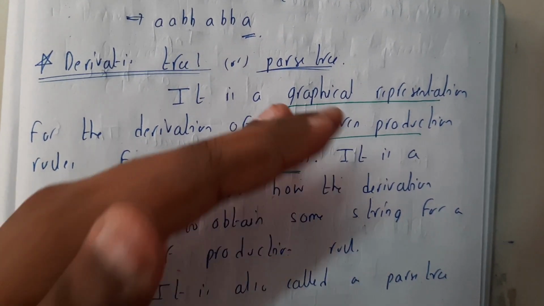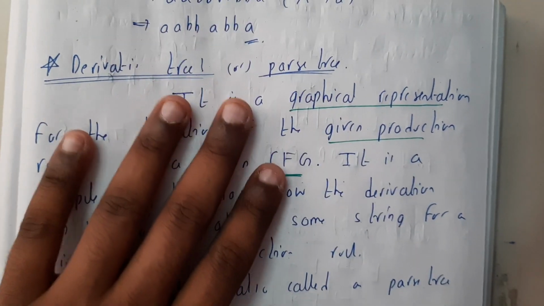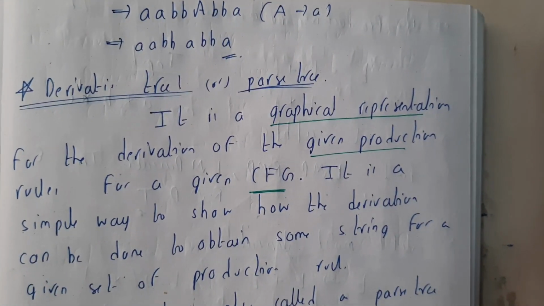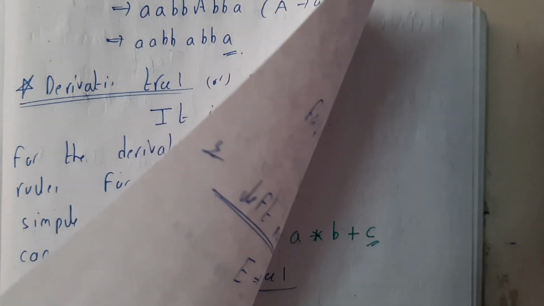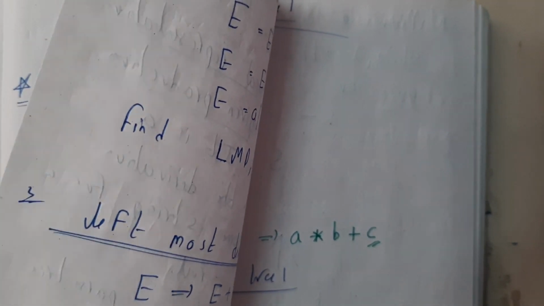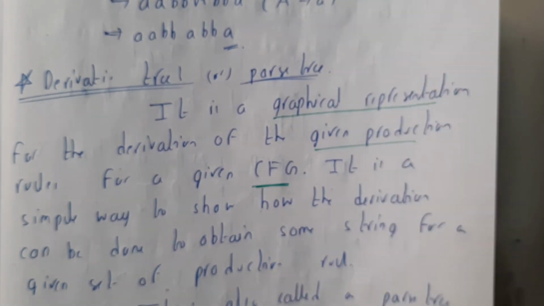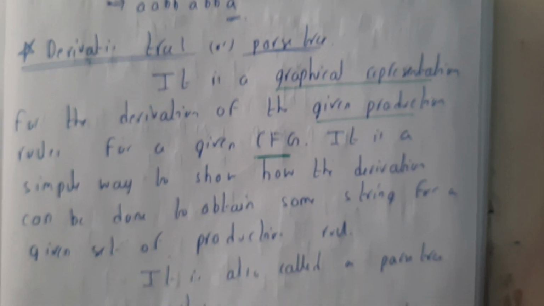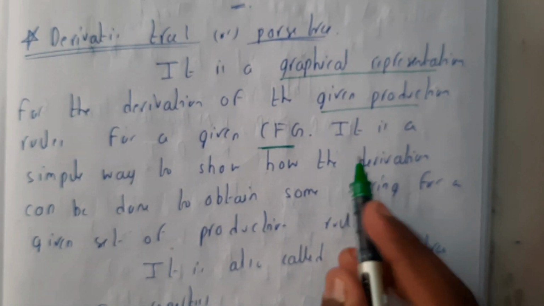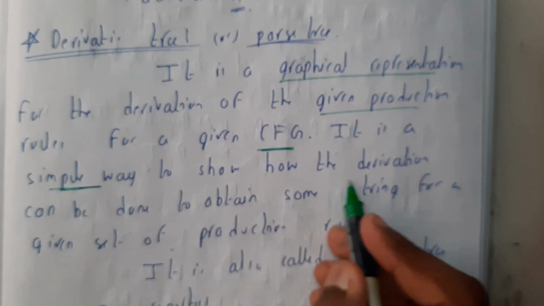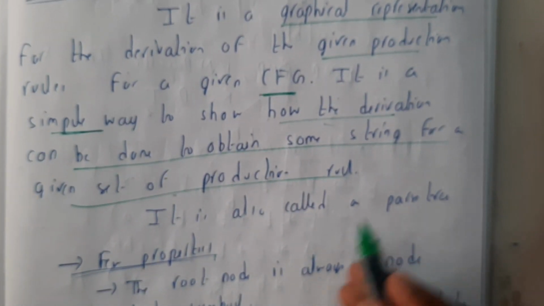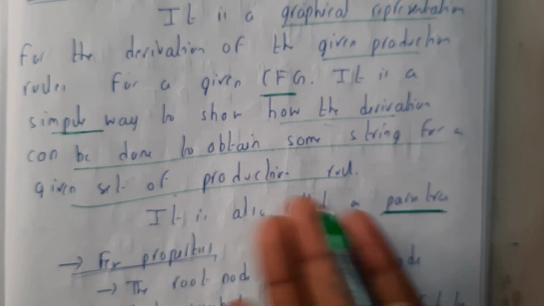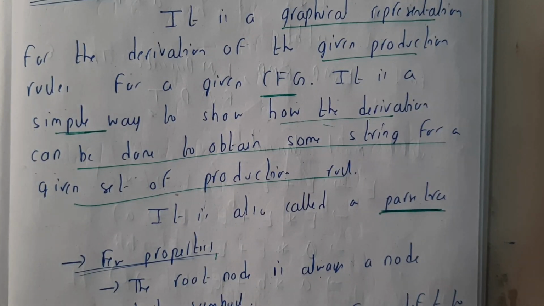Instead of doing it step by step, you can just directly do it in a simple graph. But if you are doing it in a graph, you should concentrate a lot, guys, because with a single mistake you need to draw it again, or draw it with pencil and highlight it with pen afterwards. That will be the best option for you. It is a simple way to show how the derivation can be obtained for a string from the production rules. It is also called a parse tree. Parse tree is nothing but the derivation tree.